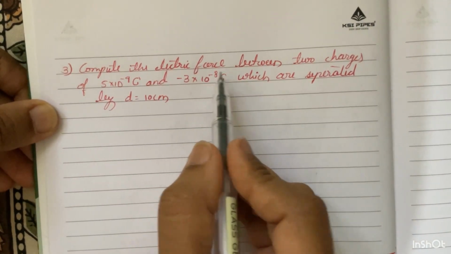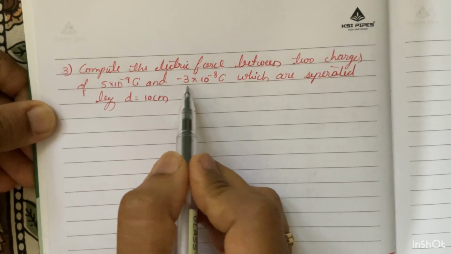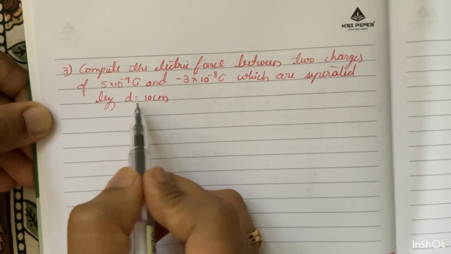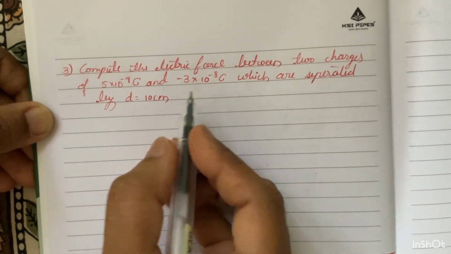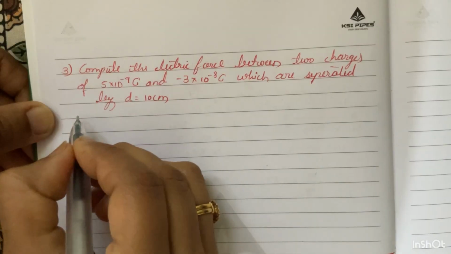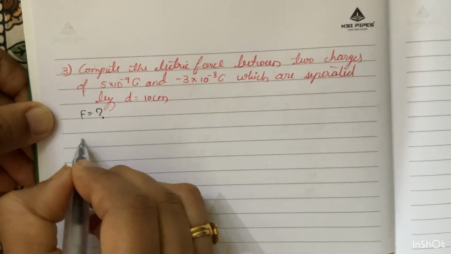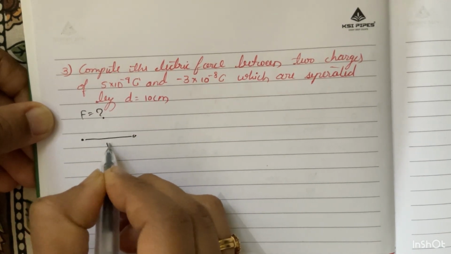Compute the electric force between two charges of 5 into 10 raised to the power negative 9 coulombs and negative 3 into 10 raised to the power negative 8 coulombs, which are separated by a distance of 10 centimeter. In this question, they are asking us to calculate the electric force between two charges. So force equals what? Question mark here, and the distance between the two charges is 10 centimeter.